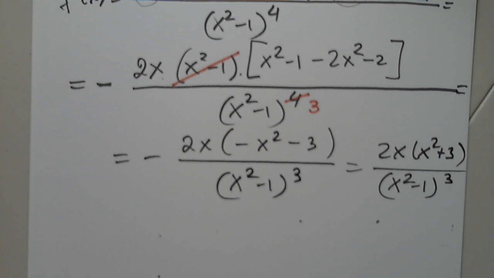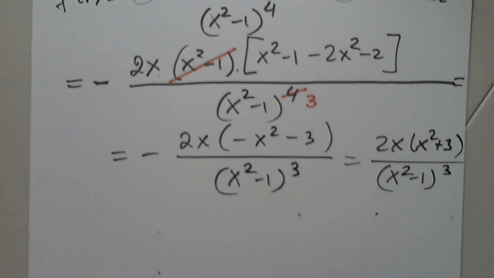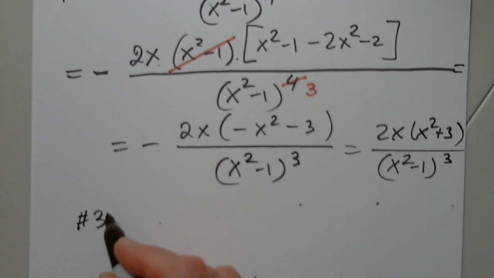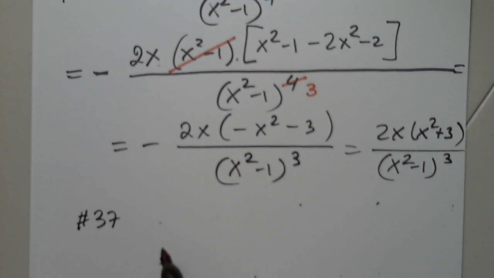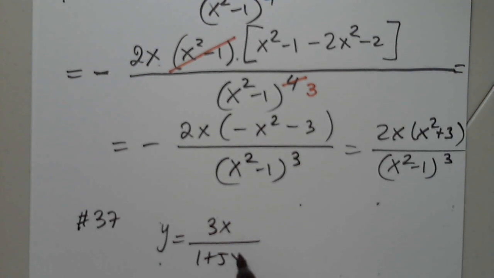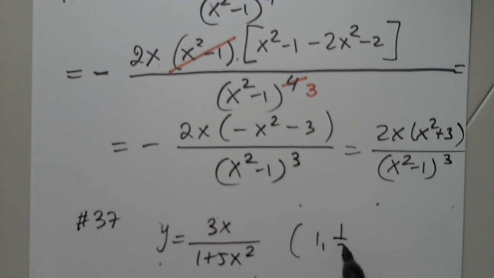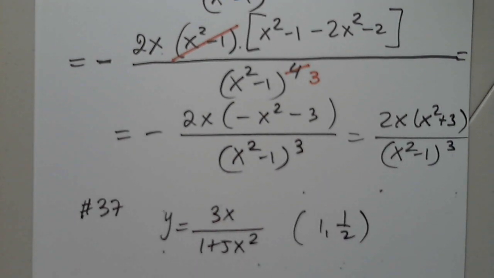37. Okay, very good. Let's work on 37. In 37, we have y equals 3x over 1 plus 5x squared, and the point is (1, 1/2). So they're asking us to find the equations of the tangent line and the normal line. That is the question.